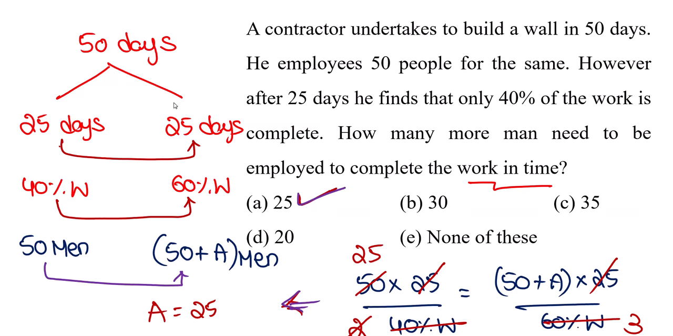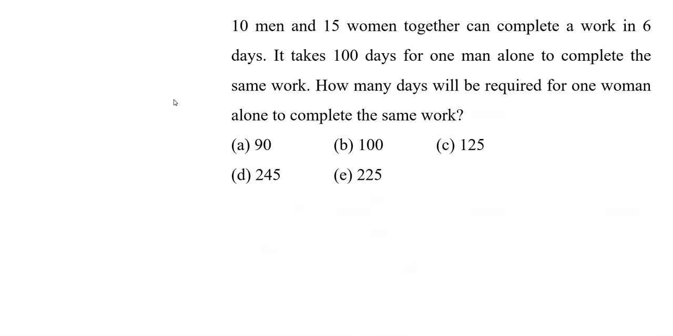So let's see the next one. Again time and work. Some typical question is added here. 10 men and 15 women together can complete a work in 6 days. It takes 100 days for one man alone to complete the work. How many days will be required for one woman alone to complete the work?